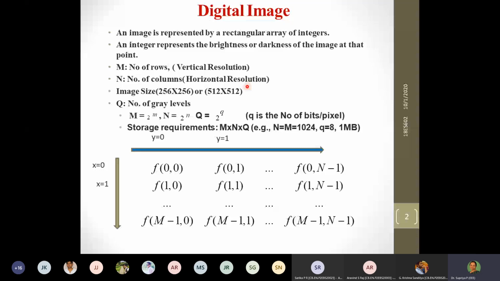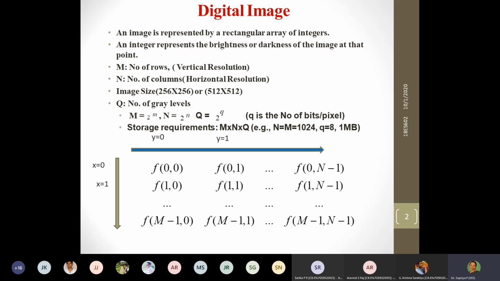Image size could be varying. It could be 256 by 256, 512 by 512, or even 1024 by 1024. And the number of gray levels tells us the number of bits per pixel. The term used inside the image is f of 0,0. This is a value. This value could be 1 bit, or it could be 8 bit, or it could be 24 bit, resulting in a binary image, a gray image, or an RGB image.